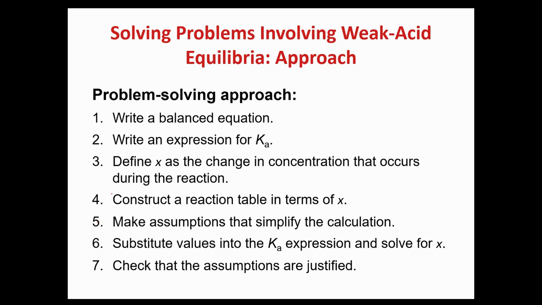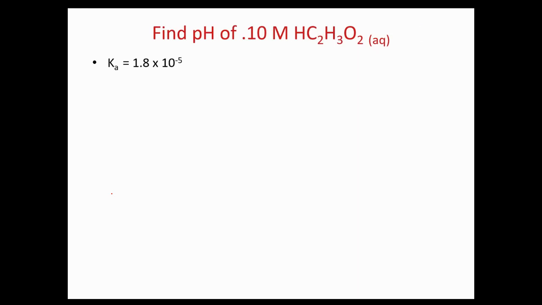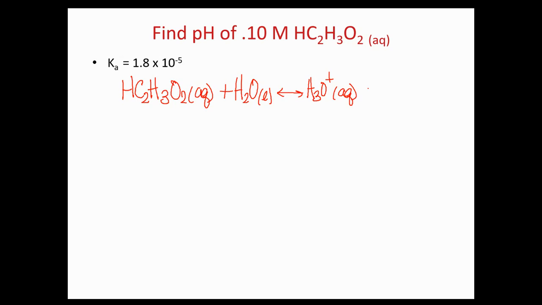So let's go ahead and take a look at one. Here's find the pH of 0.10 molar acetic acid. So acetic acid, not on our list of strong acids. So it is a weak acid. And let's go ahead and write its ionization equation using Bronsted-Lowry. So here's the acetic acid plus water in equilibrium with its ions, H3O plus and acetate.